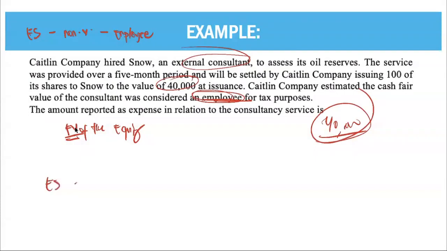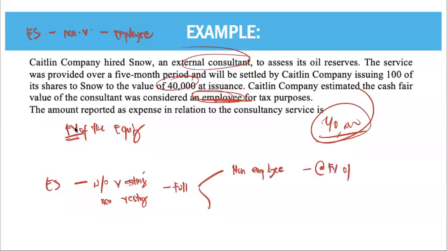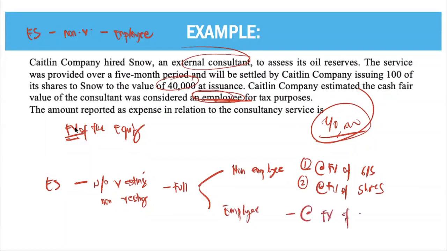So equity settled without vesting conditions, or considered as non-vesting. How do we recognize them? In full. So if it is a transaction with a non-employee, how do we measure it again? At fair value of goods or services. That's the first. And the second one is at fair value of the shares. If it is a transaction with an employee, always measure it at fair value of shares. Clear? I hope so.